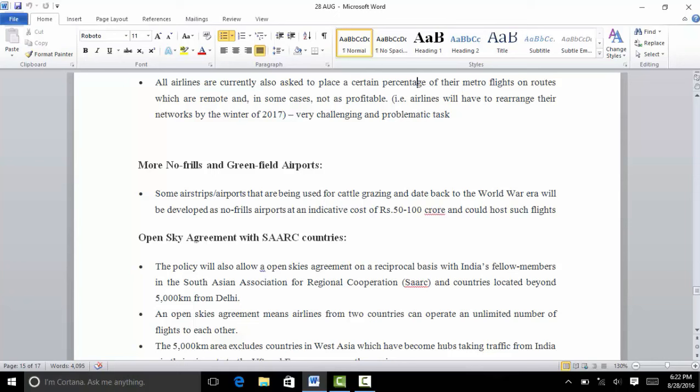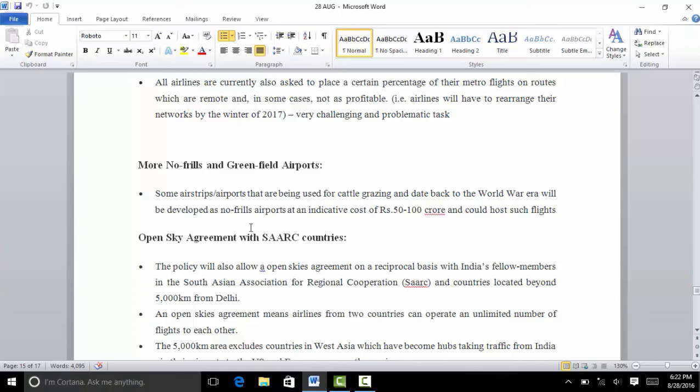So a greenfield FDI would mean that the foreign investor would start a business right from scratch, like building a factory, whereas a brownfield FDI would be an acquisition. An existing company would be acquired by a foreign company. That's a different context, but I'm just trying to explain the words greenfield and brownfield. So a lot of greenfield airports will be constructed, and also the old, unused airstrips and airports will be revamped.